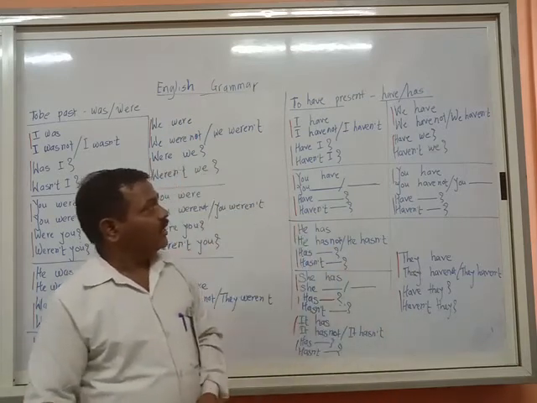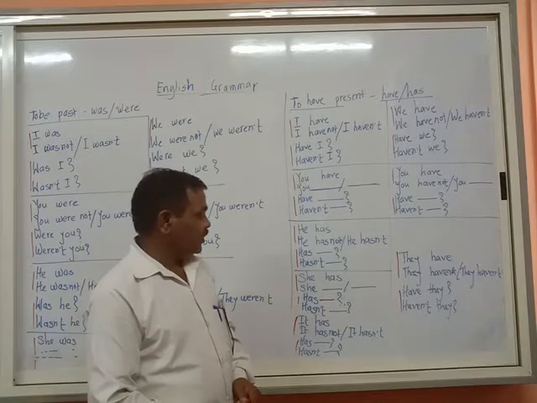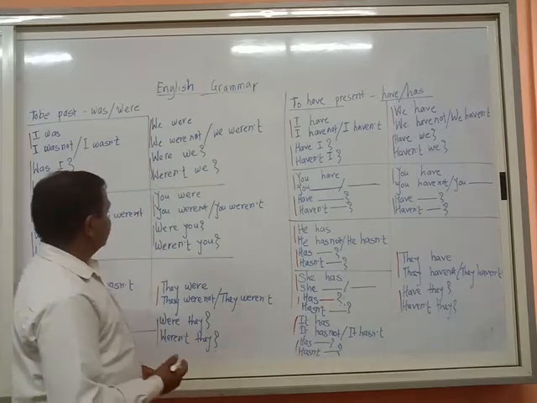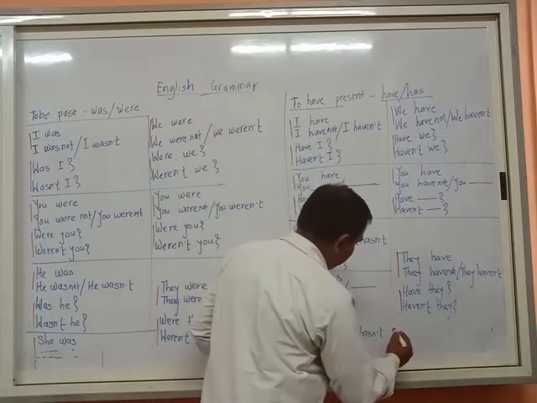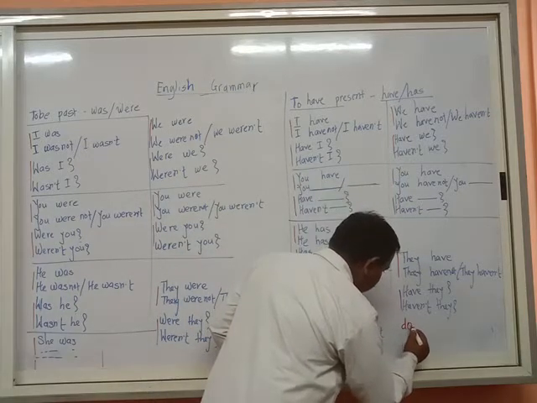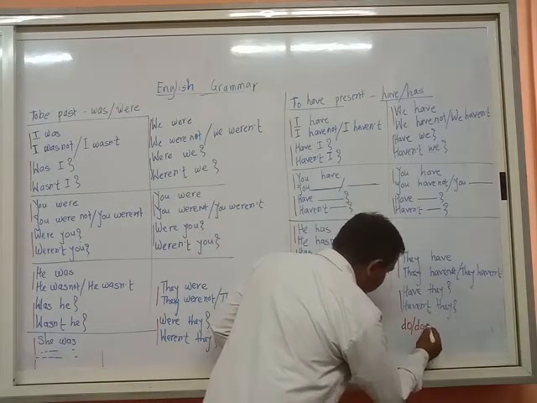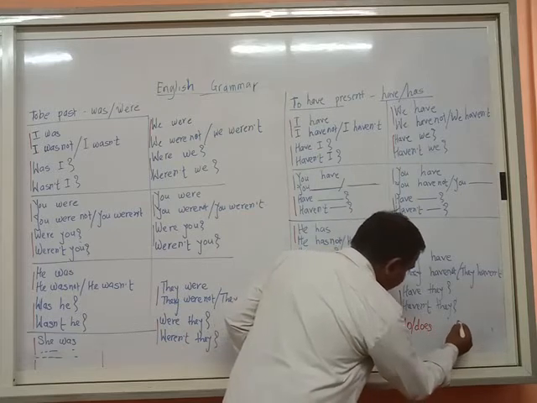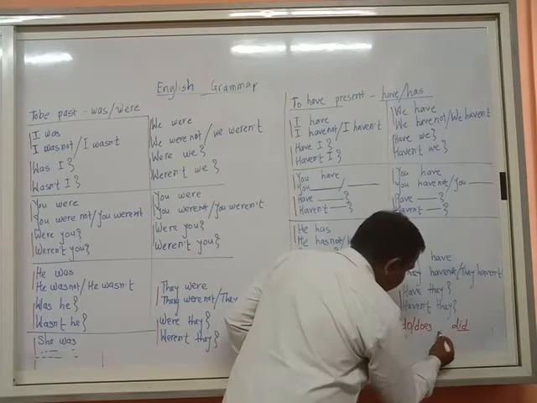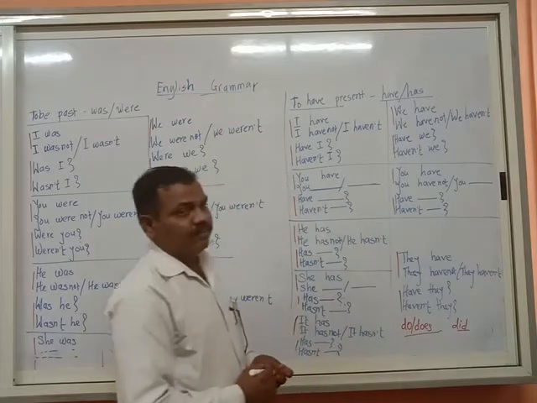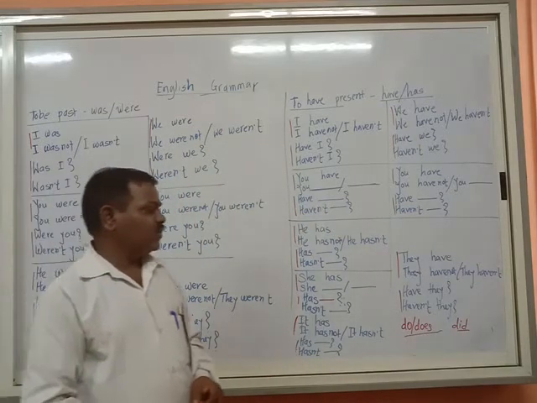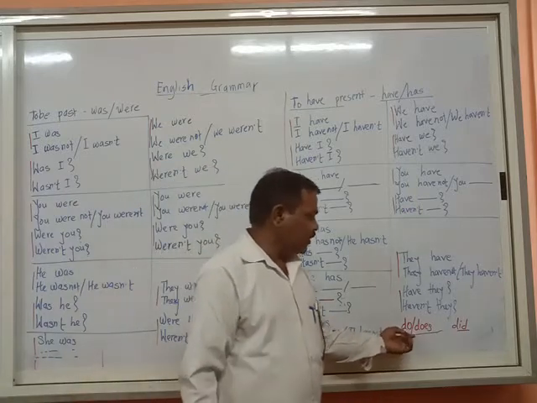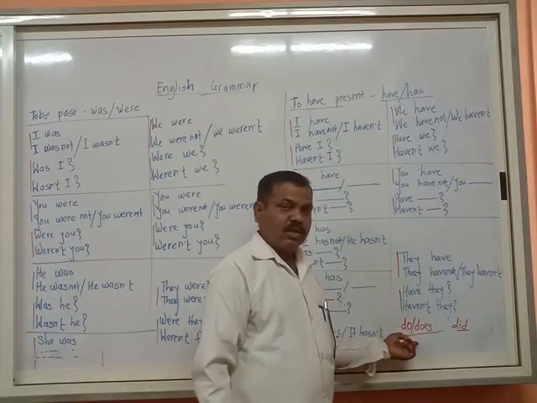I think again there are 3 charts remaining. I think you have to complete the charts of do, does and did. These 3 charts are for your own study. Same. I think we have completed the charts also. Do, does. I remember very well.